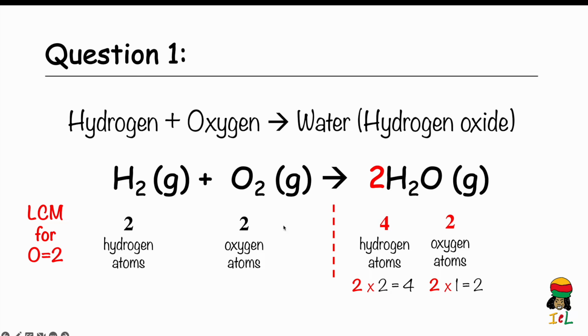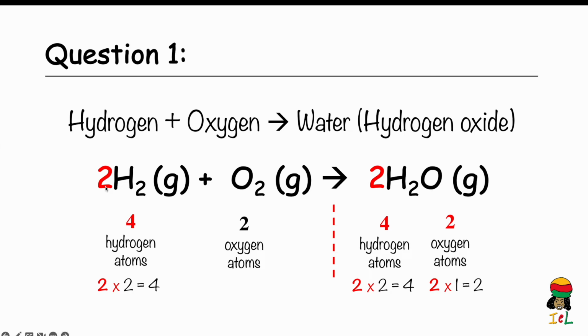The LCM of 2 and 4 is 4. So we need to bring the number of hydrogen atoms up to the value of the LCM, which is 4. You notice that the number of hydrogen atoms on the product side is already equal to the LCM. So we tackle the number of hydrogen atoms on the reactant side. What multiplier would increase 2 to 4, and that would be 2. 2 times 2 hydrogen atoms would give us 4 hydrogen atoms. So the multiplier is placed in front of the chemical formula for the hydrogen molecule. And as a result, we have 2 times 2 hydrogen atoms giving us 4 hydrogen atoms.